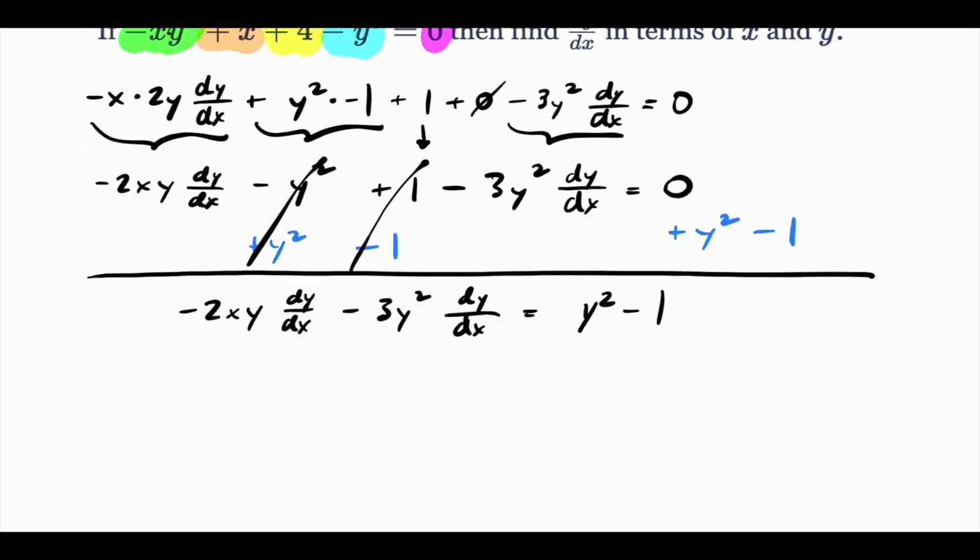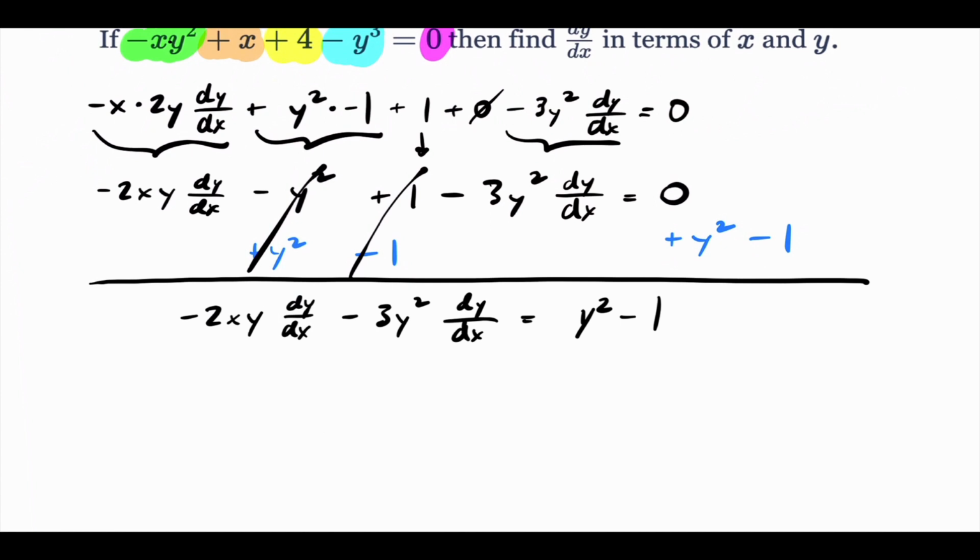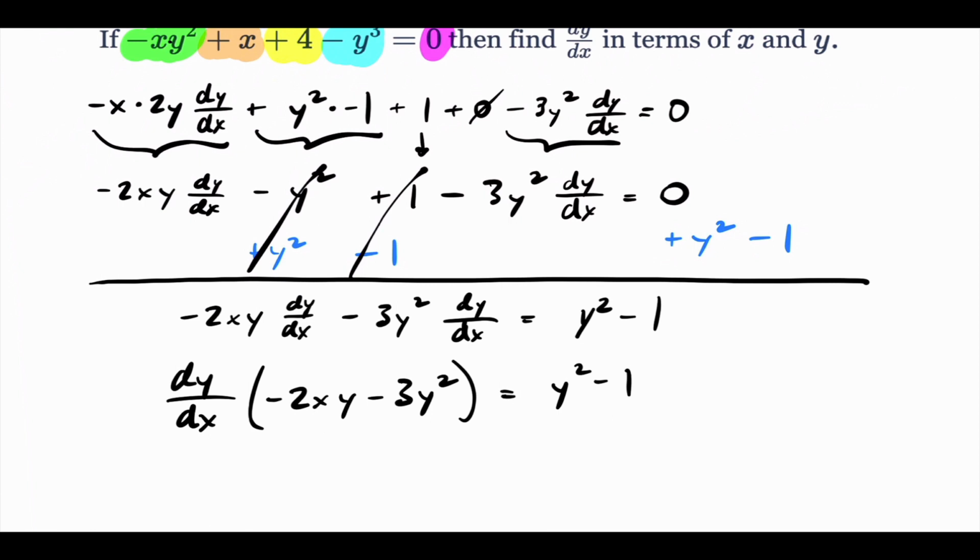So now on the left side of the equal sign, those are the things that have dy dx's. On the right of the equal sign, no dy dx's. Factor out a dy dx. Negative 2xy minus 3y squared equals y squared minus 1. Last step. Divide by this stuff.